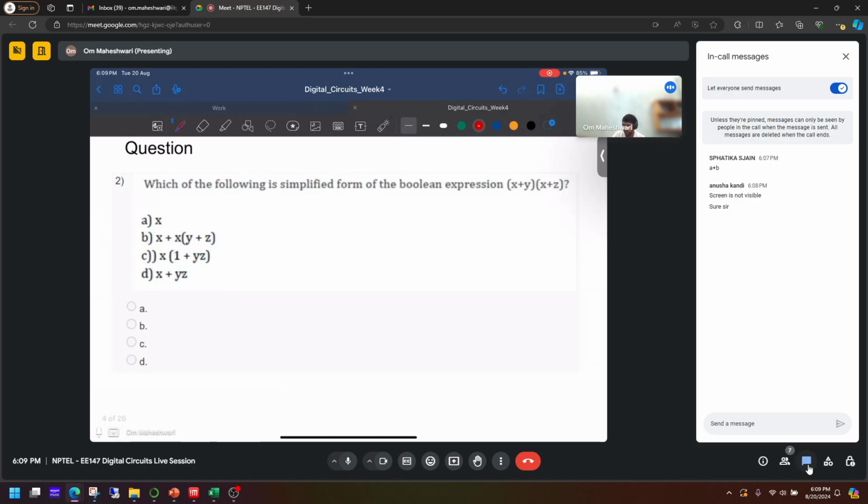Which of the following is the simplified form of the Boolean expression (x plus y) into (x plus z)? Please try this one next.